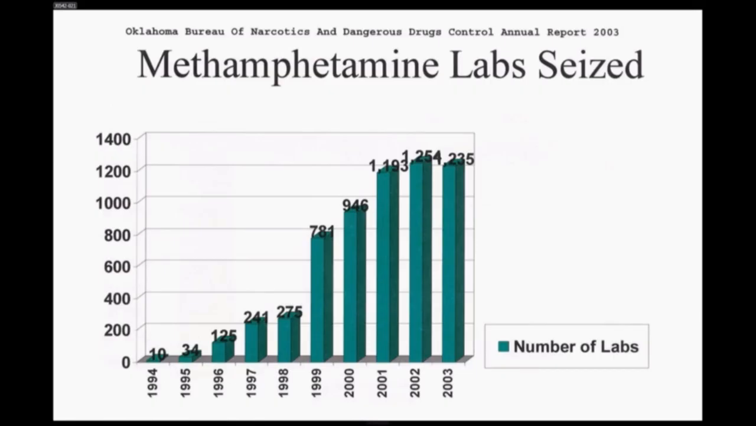Thank you. And what this report from the Oklahoma Bureau of Narcotics and Dangerous Drug Control shows is a significant increase in the number of methamphetamine labs that were seized in Oklahoma year by year from 1996 up through the 2003 time period, as reflected here, correct? That's what it says, yes. All right, let's go back to the board. And if I may approach, Your Honor. You may.